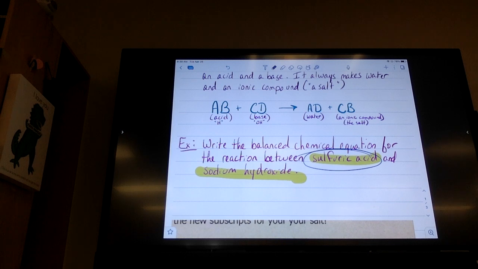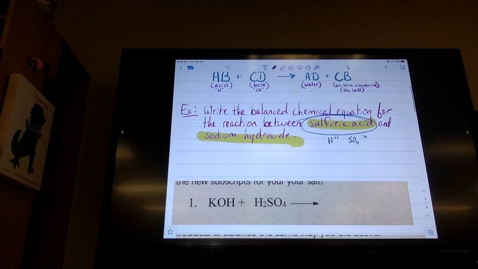All right, now acid says that it starts with H, right? H is always a +1. Sulfuric must have come from sulfate, which is SO4 with a -2. So what's my balanced chemical equation going to be? Very good. So do you see how the first thing you got to do is decide if it's binary or ternary, so you know if you're looking at a polyatomic or just an element.